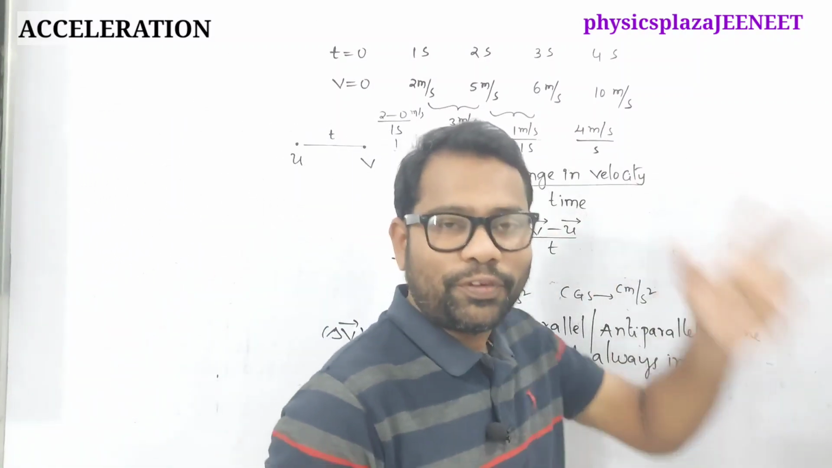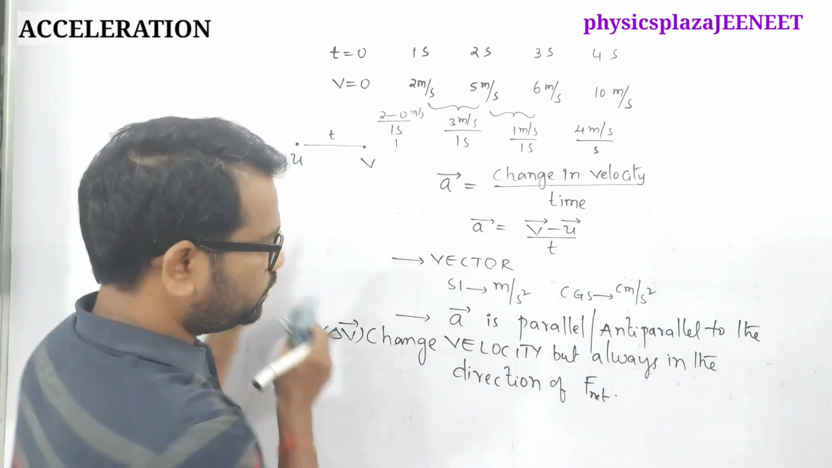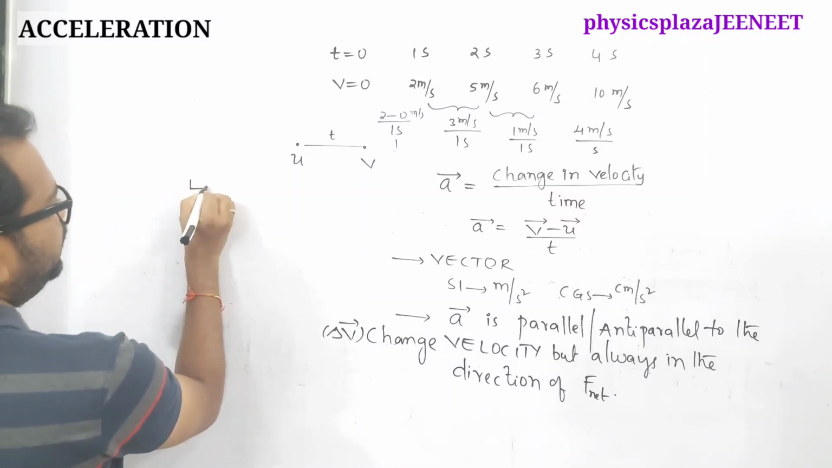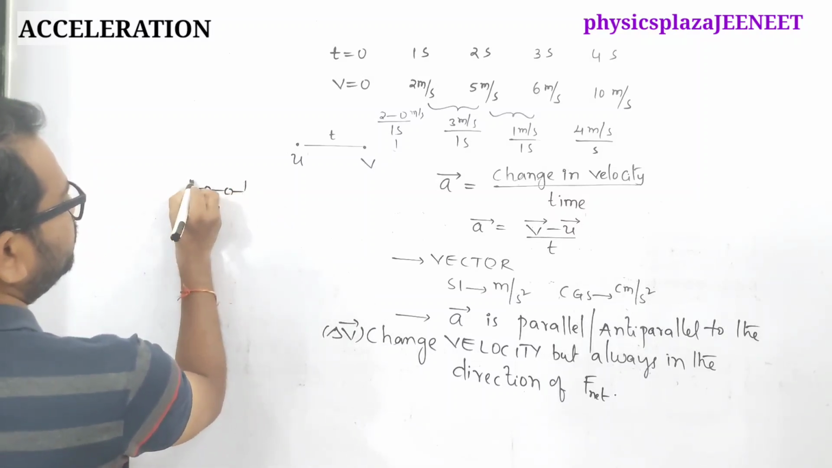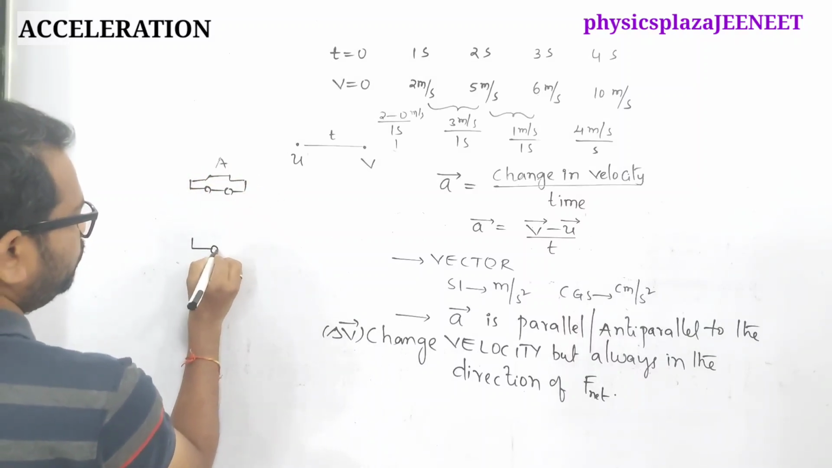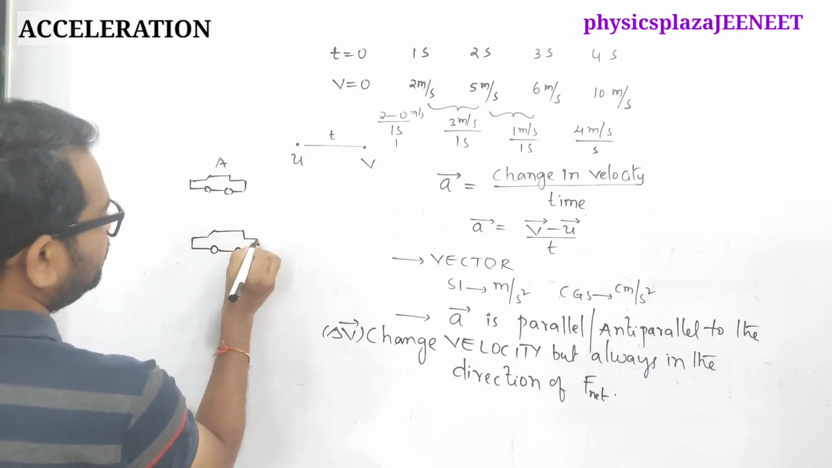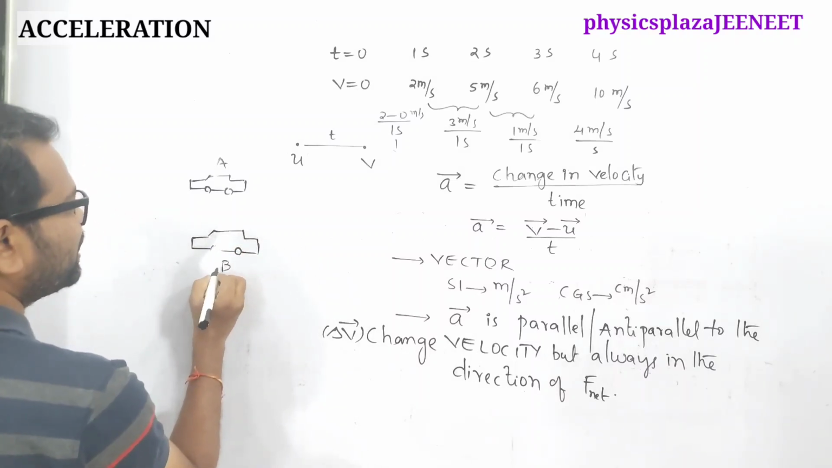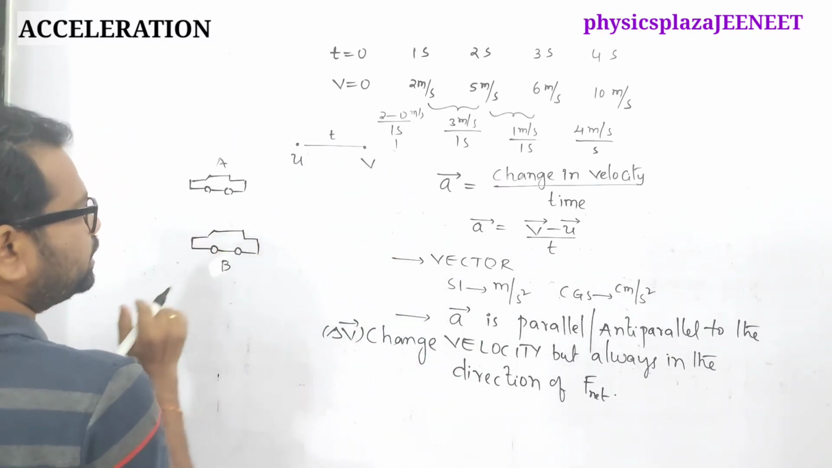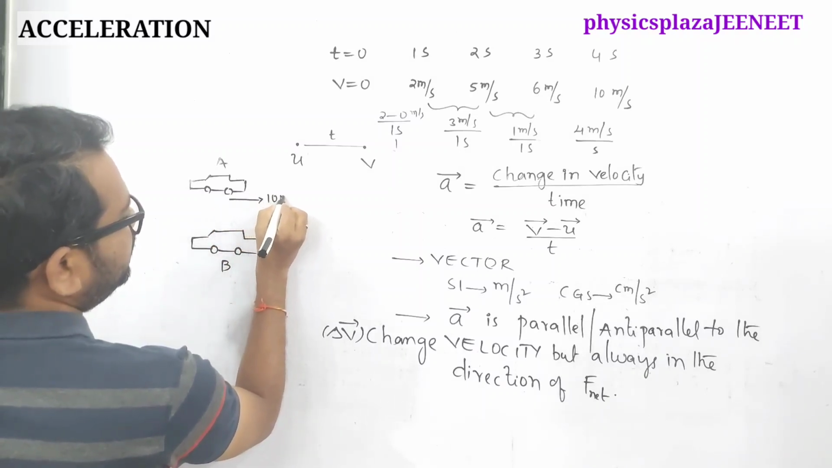To get more of a feel for acceleration, let us take one more example. Children, have you copied this? Okay, or else let me take here. Suppose here is one vehicle, vehicle A, and here is one more vehicle. What type of vehicle, children? Might be a car. Okay, let us consider it's a car. Both are in motion. Car A is moving with 100 meter per second.